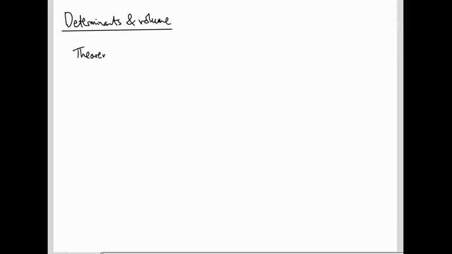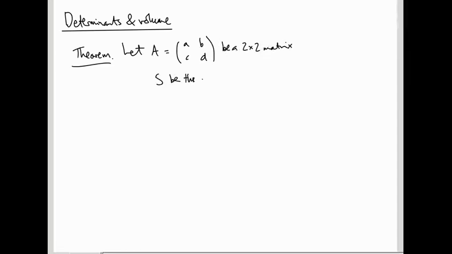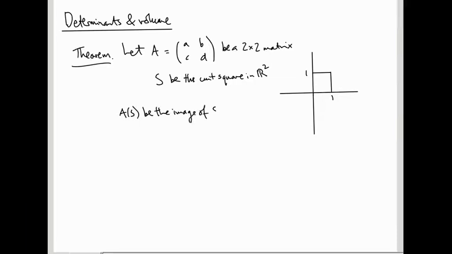So, theorem. Let A be a 2x2 matrix. Let S be the unit square in R2. In other words, if you take the x and y axes here, it's the square that sits here and has side lengths 1 and 1. And finally, let AS be the image of S under the geometric transformation corresponding to A.